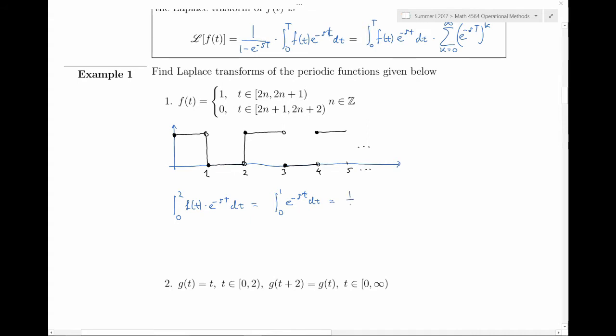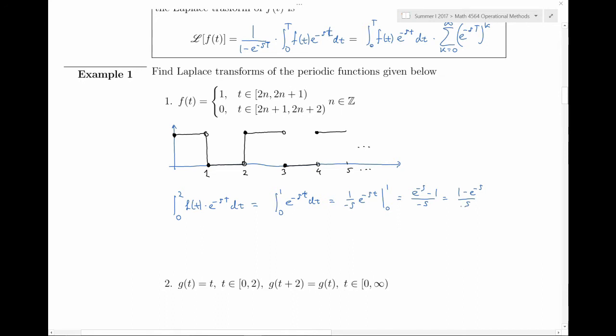And that means we have to evaluate the antiderivative from 0 to 1. And that means it's e to the minus s minus 1 over minus s. So it's 1 minus e to the minus s over s.